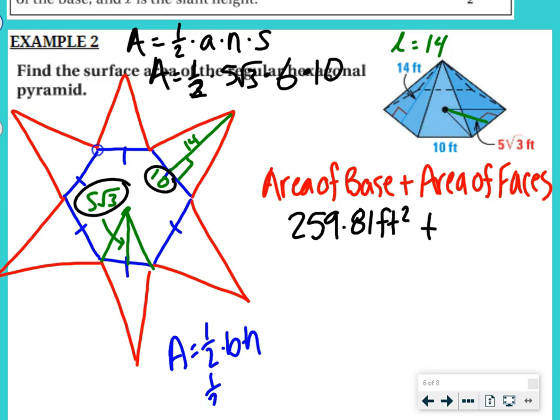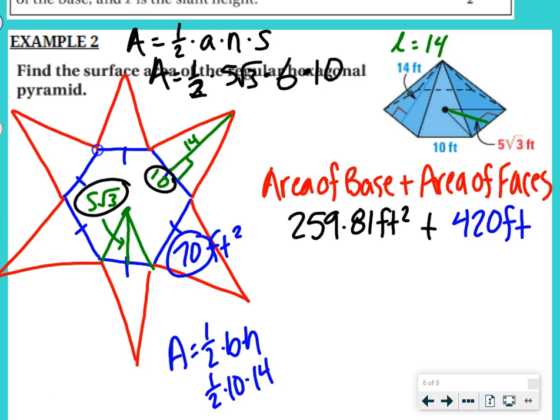Base is 10. Height is 14. You multiply that and you get 70. So each triangle is 70, to be specific, feet squared. And then there are 6 triangles, so multiply that by 6, and we get 420 feet squared.